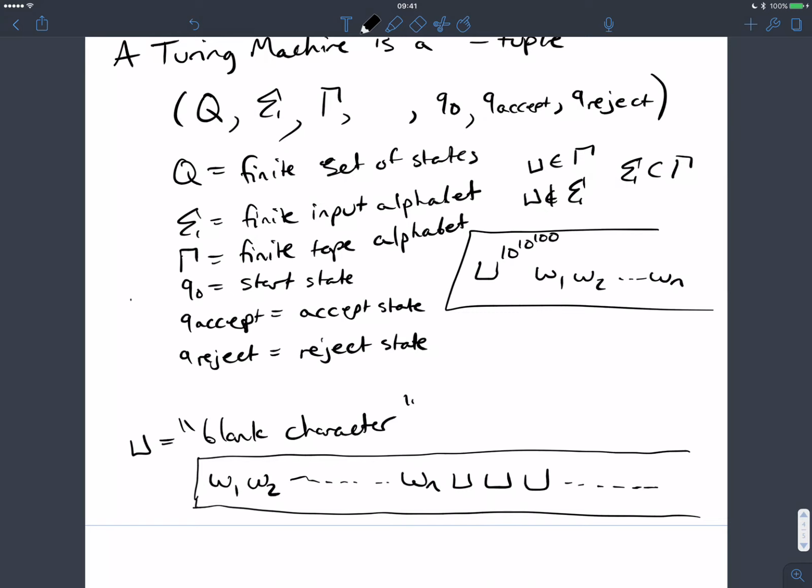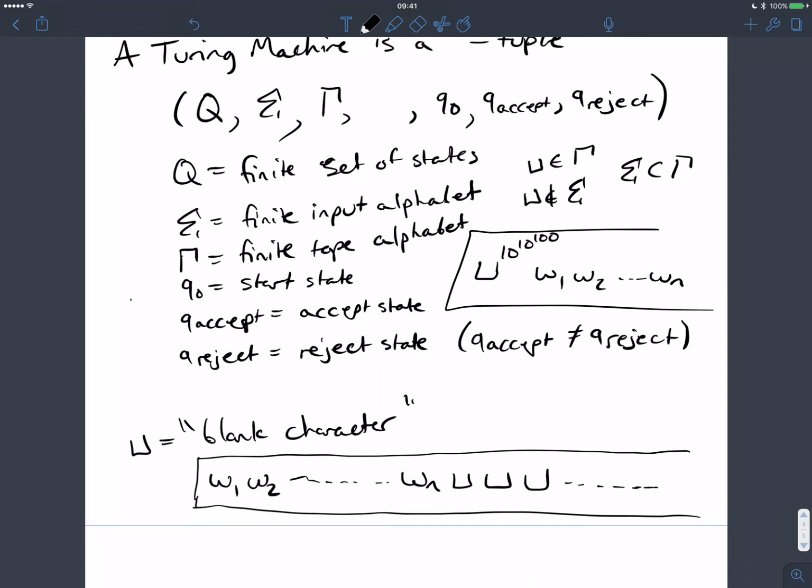What should the relation be between QAccept and QReject? They can't be the same. Why? Because it would be ambiguous as to whether I should accept the input or not. So I should enforce that QAccept is not QReject. All right.